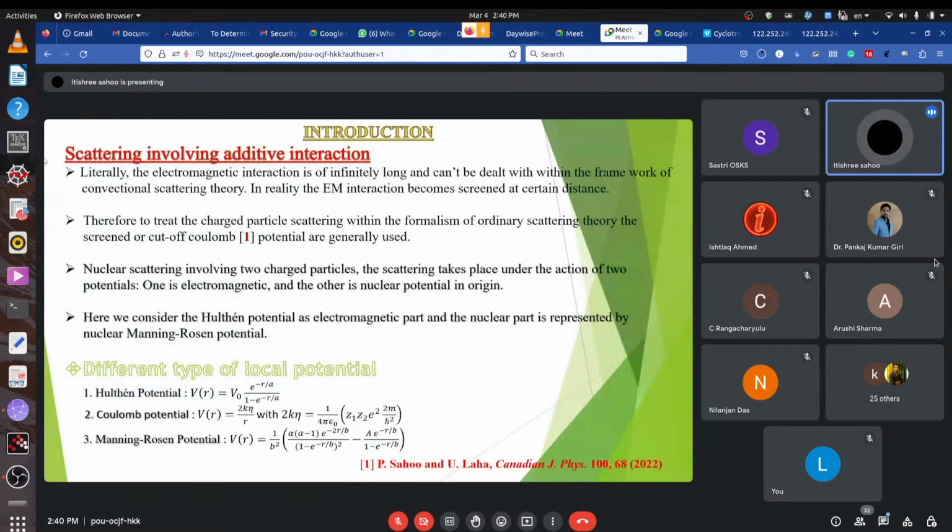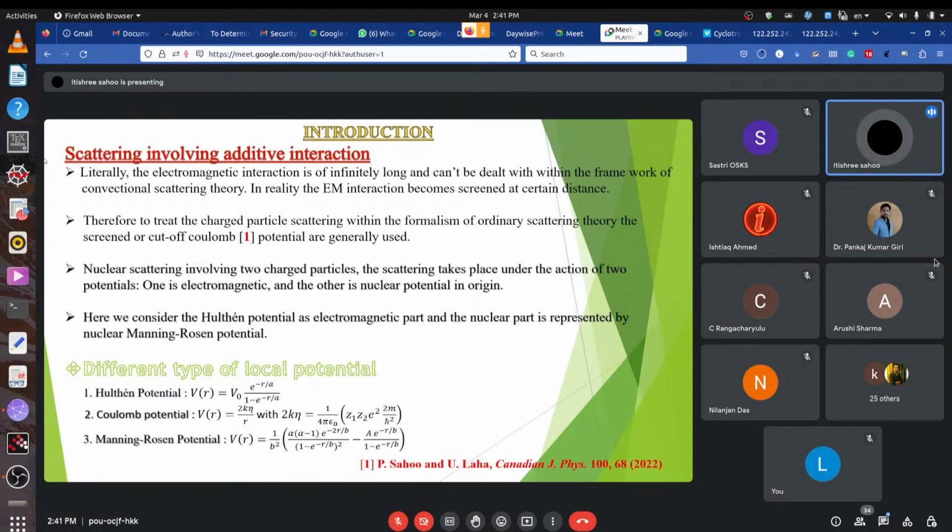And we know that nuclear scattering involving charged particles takes place under the action of two potentials. Here the two potentials we are taking are the nuclear potential and the electromagnetic potential. We know that the electromagnetic interaction is of infinitely long range. So in reality, the electromagnetic interaction becomes screened at certain distances.